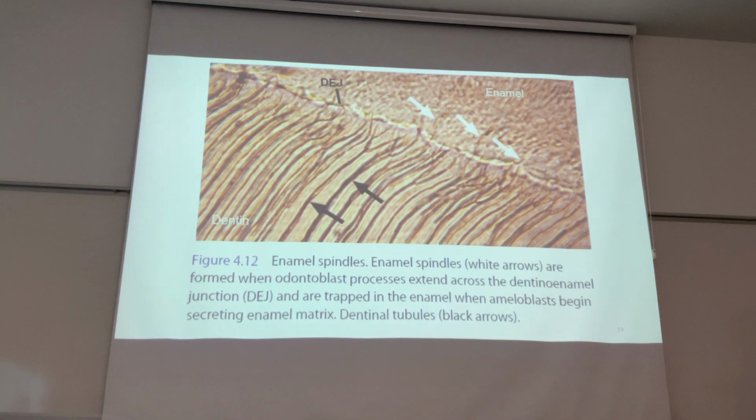Sometimes this process can continue and enter into the structure of enamel. Here you can see this part, this structure, and this structure. In this condition, we have enamel spindles. Enamel spindles is the odontoblast process present in the enamel, known as the enamel spindle.